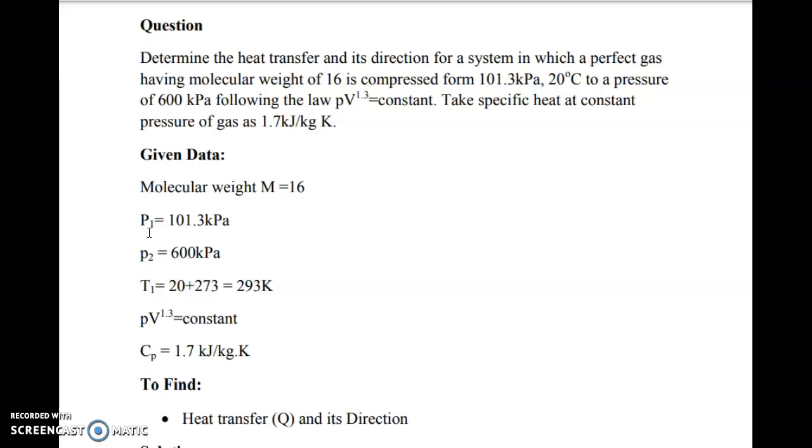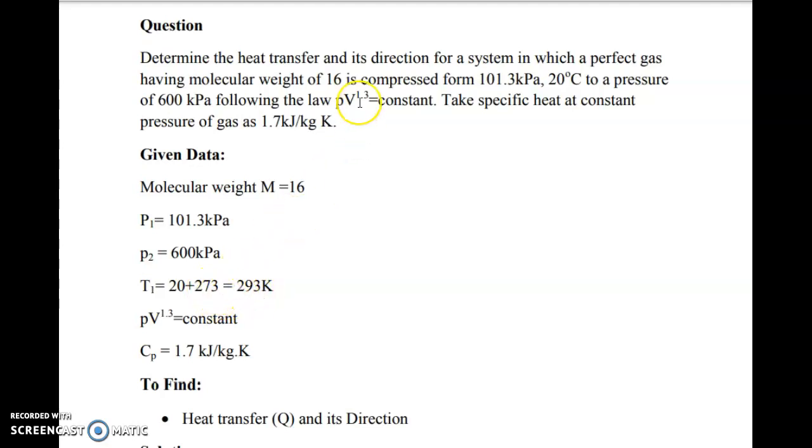That is the initial state. That is the P1 equal to 101.3 kilopascal. P2, after the compression process, the gas pressure is 600 kilopascal. Initial temperature of the gas is 20 degrees Celsius. So I am converting this to Kelvin. So you have to add 273 for converting from degree Celsius to Kelvin. So 20 plus 273 you will be getting 293 Kelvin.